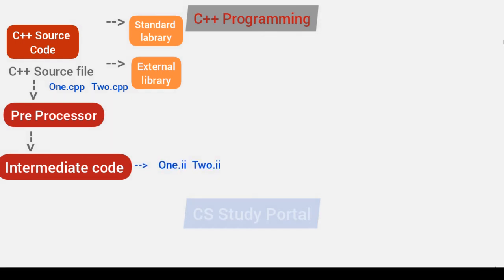Now here we assume that we have divided our program in two files, one.cpp and two.cpp. The preprocessor output will be one.ii, which will contain the preprocessed code of one.cpp, and two.ii, which will contain the preprocessed code of two.cpp. Okay, now we have the intermediate code, but we can't really execute that.